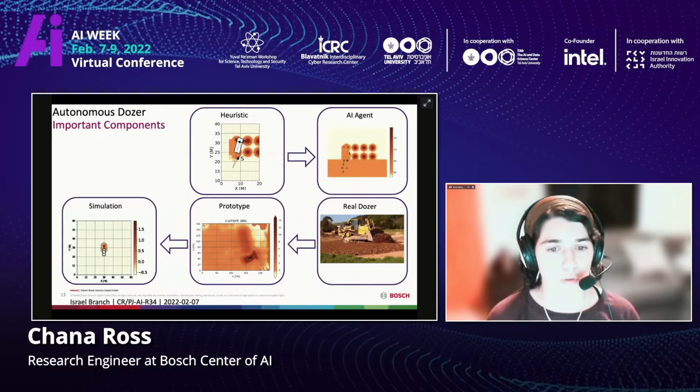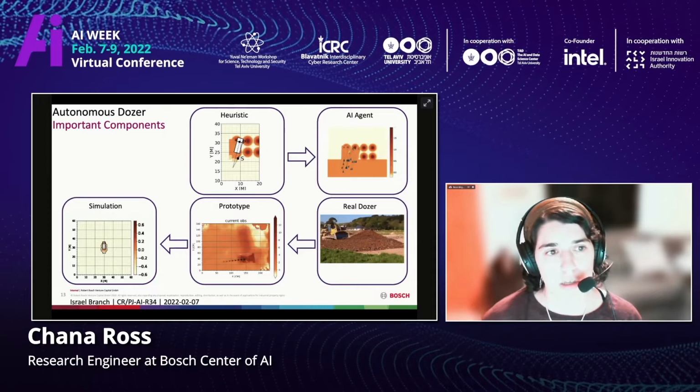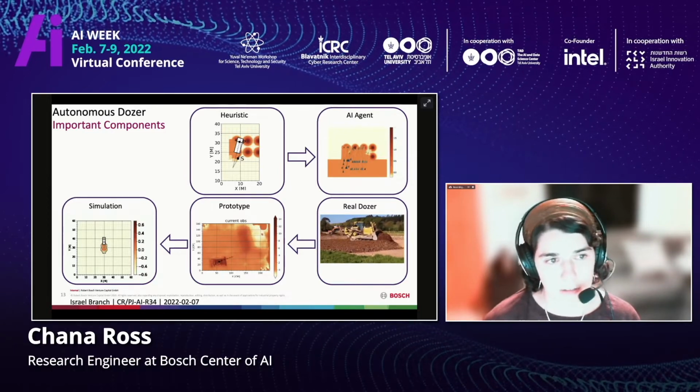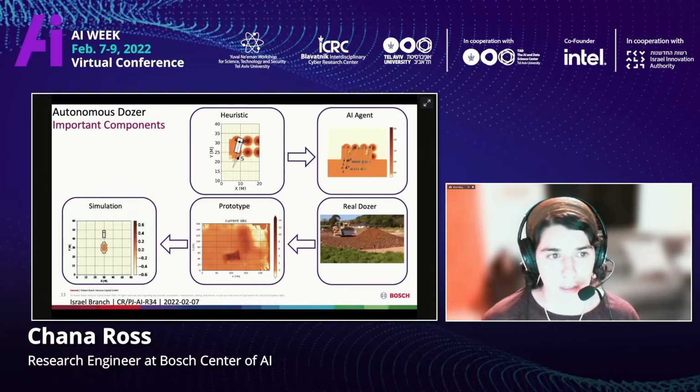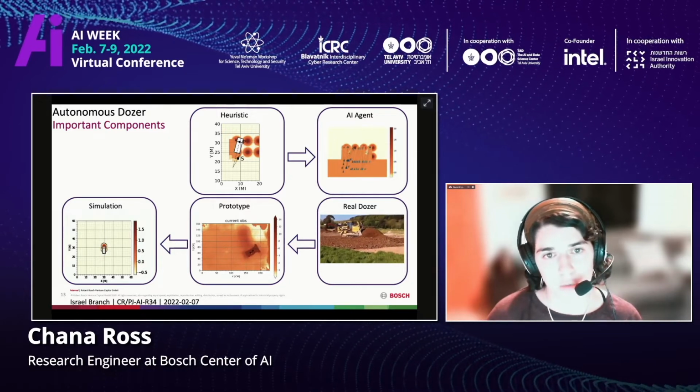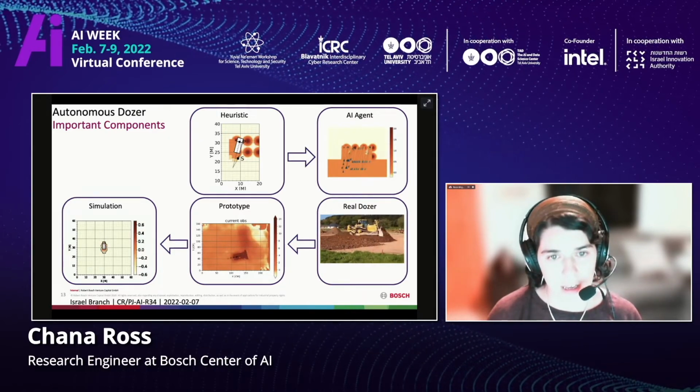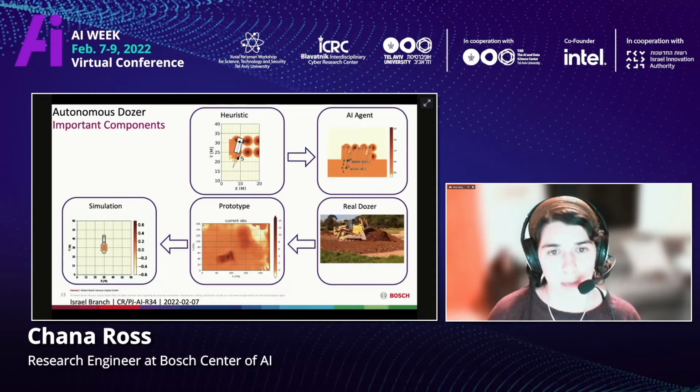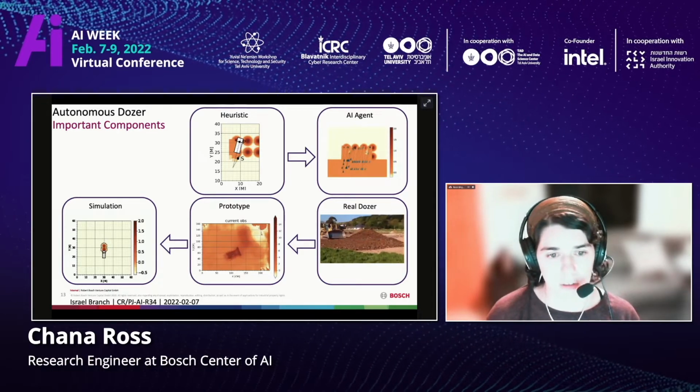What are we actually using? What are the components that we had to develop? First we had to develop a heuristic. We had to develop some kind of baseline based on expert domain knowledge. Then we use that in order to train our AI agent. And soon I'll explain why you need AI, because some might think the heuristic is good enough.